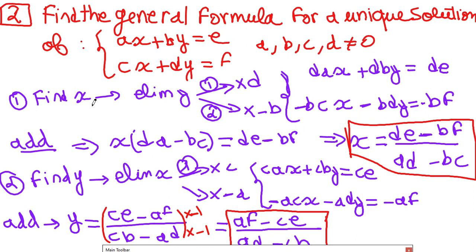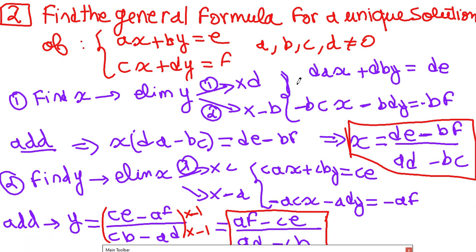First, I need to find x. To find x, I need to think about eliminating y. So how are we going to eliminate y? We need to look at the coefficients of y here, which are b and d. So I need to multiply the first equation by d, so I will have bd here, and here by minus b, so minus bd, and then we will add the two equations.